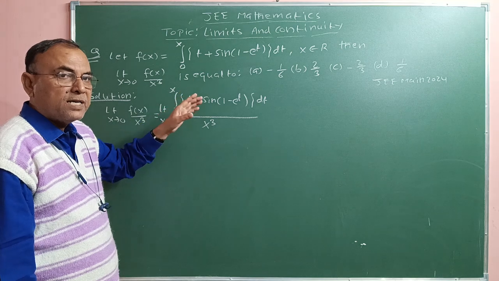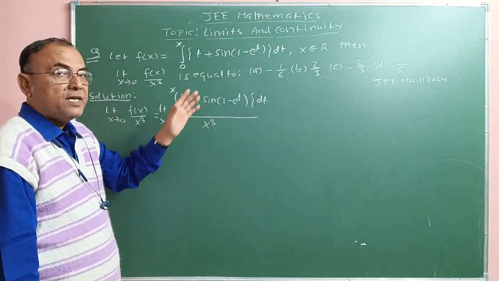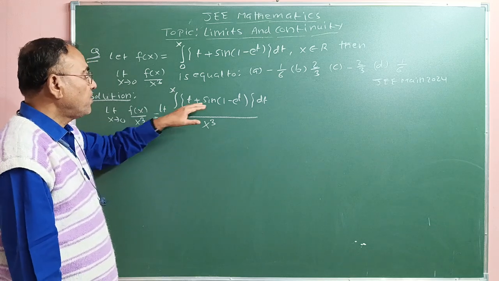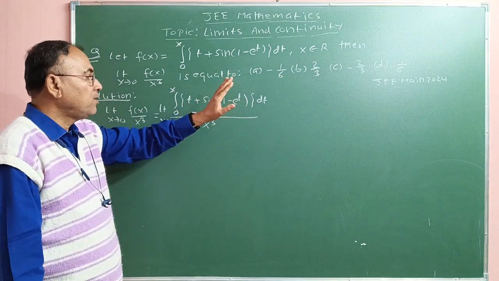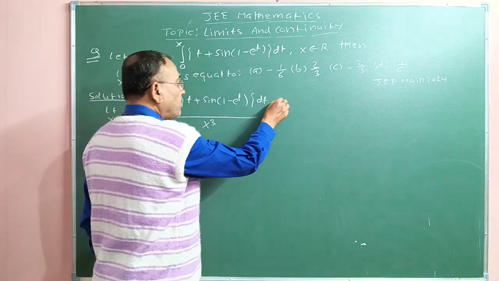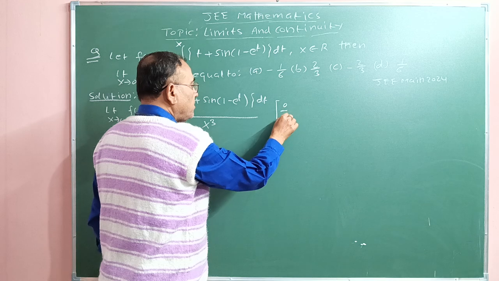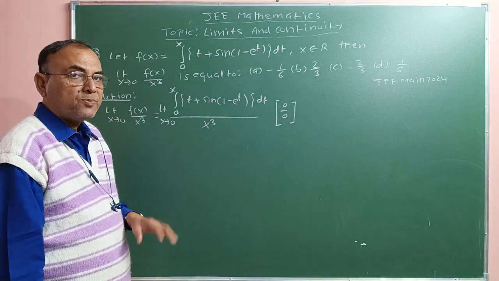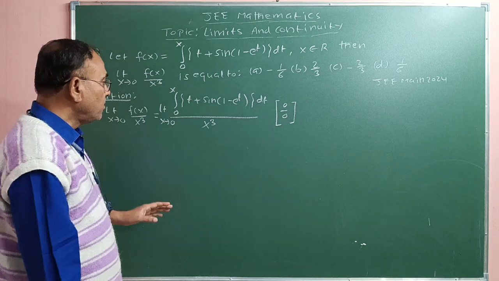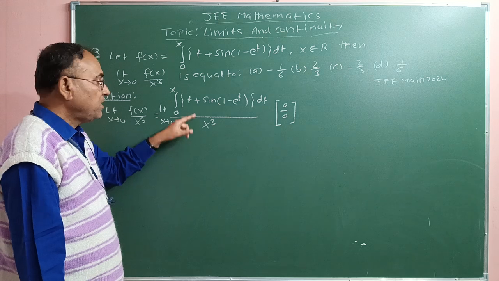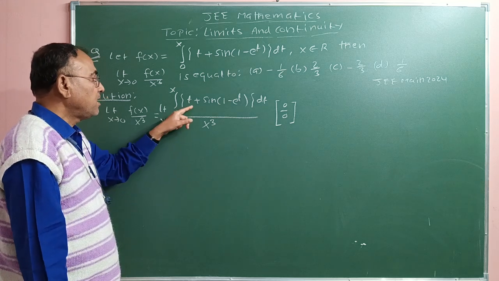As we know the formula, integral from a to a of f(x) dx equals 0. So integral 0 to 0 of f(t) dt equals 0. Replace x by 0, so this is in the form of 0 by 0. So applying L'Hospital rule, we differentiate numerator and denominator with respect to x separately.